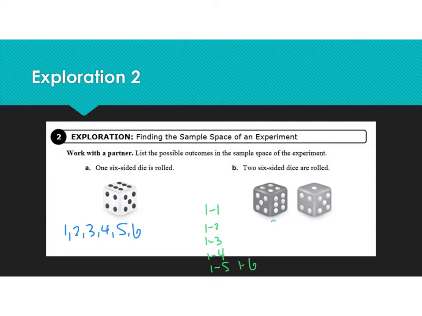Or what if the first one is a 2? You could have a 2, 1, a 2, 2, a 2, 3, a 2, 4, a 2, 5, a 2, 6. And so on, until you'd have 6, 1, 6, 2, 6, 3, 6, 4, 6, 5, and 6, 6. Keep in mind, 1, 2 and 2, 1 are 2 different outcomes because the 1 is on one die in particular and the 2 is on the other die. So how many outcomes should there be? You think you could count them all? There are 36 totally different outcomes, because you have 6 on the first die and 6 on the second die.